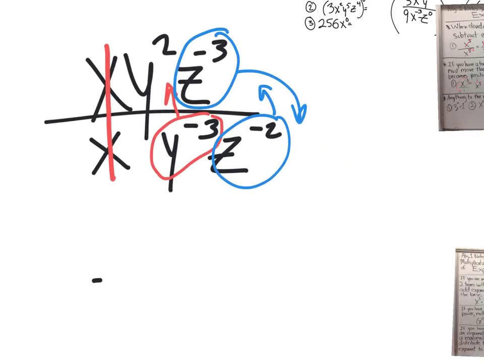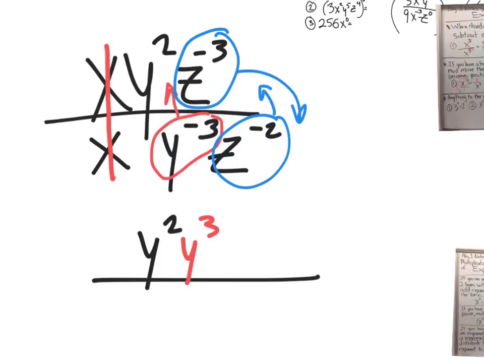So here's my answer so far. It's going to be a y squared. That y squared up there stayed there. It didn't have a negative exponent, so it's still up there. But this y to the negative 3 is now going to go up right next to it. And it's going to be y to the positive 3 now right next to the y squared. And then the z to the negative 3 is going to go down, and the z to the negative 2 is going to go up. So you're going to have a z to the positive 3 on the bottom and a z to the positive 2 up on top.